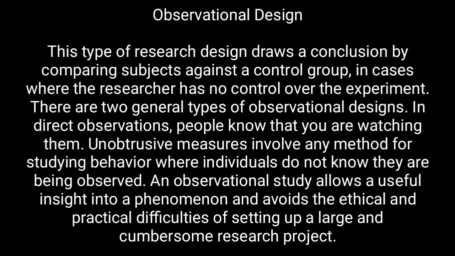Observational design. This type of research design draws a conclusion by comparing subjects against a control group. In cases where the researcher has no control over the experiment, there are two general types of observational designs. Direct observations: people know that you are watching them. Unobtrusive measures involve any method for studying behavior where individuals do not know they are being observed.